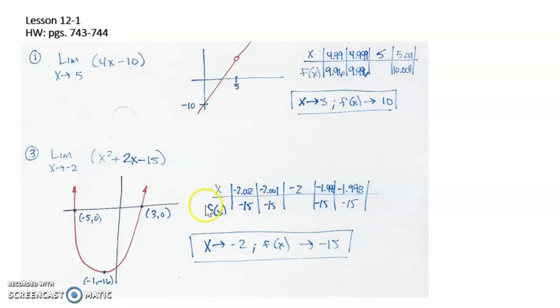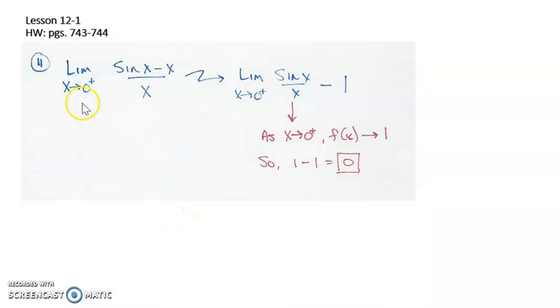We can see that, yes, as we get closer and closer to negative 2, it does in fact approach negative 15. All right, so negative 2 is going to be right in here. This is negative 1, negative 16. So as you begin to go up towards negative 2, you're approaching negative 15. All right, let's look at 11.